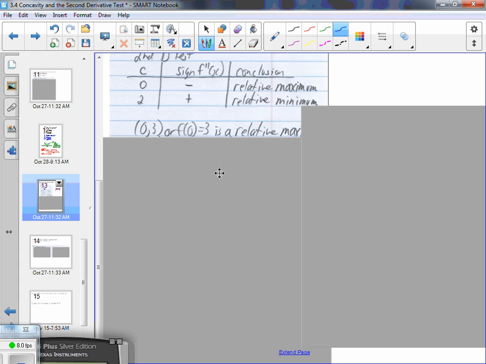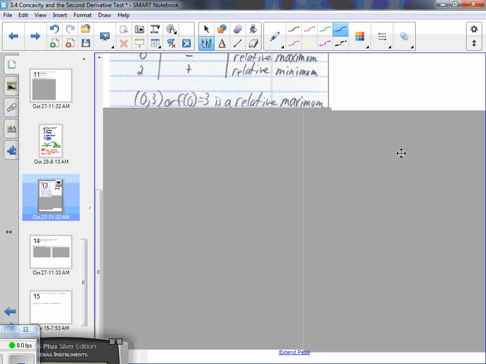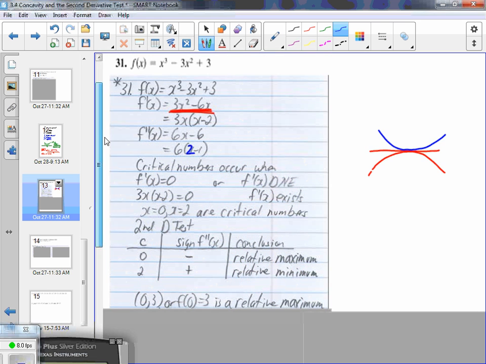So f of 0, or the point (0, 3), is a relative maximum. Where did I get the 3? Put it back into the very first equation, back into f. Put a 0 in here, there, just those two places, and simplify it. So I found the value of the function when x equals 0. So the relative maximum is actually 3. It occurs when x equals 0. All right? Tell me what the relative minimum is.